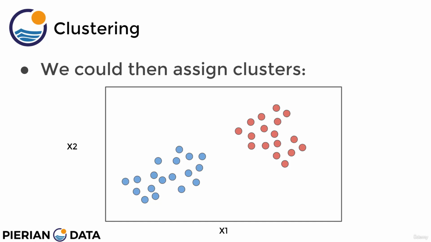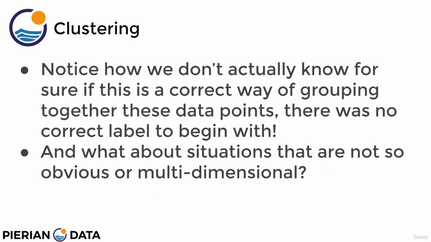But you should keep in mind, if you look at the original dataset, there was no original Y column. So you technically will never know if this is the right answer. Obviously, we're dealing with a very obvious example here, but it's not going to be so obvious for real-world datasets. As I keep mentioning, we don't actually know for sure if this is a correct way of grouping together these data points, since there was no correct label to begin with.